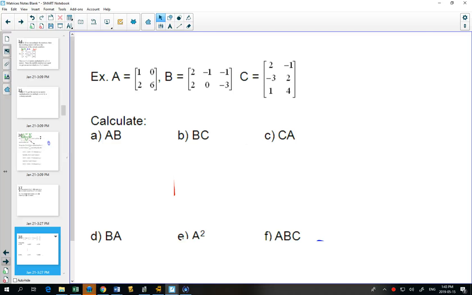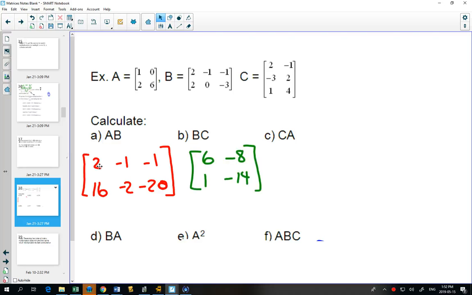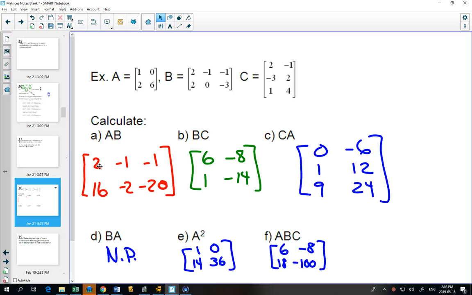Yes. So I would like you to get the answers for each of these, and then I will put them up in a second. I can help you find out where that mistake is. So here's the answer to the first one. Check how you're doing on BC. 6, -8, 1, -14. So there are the rest of the answers.